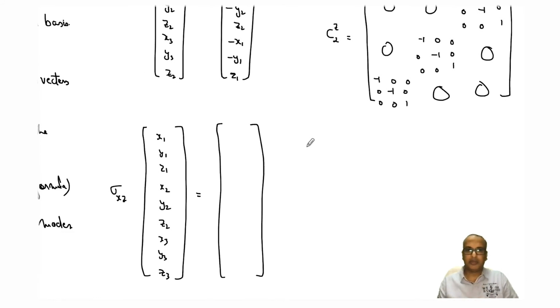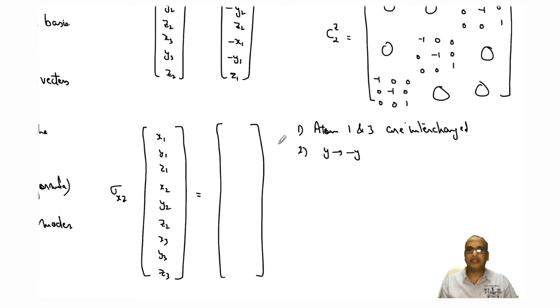So I will write down, effect is atom 1 and 3 are interchanged, and second change is y goes to minus y. X and z will not change its sign. So that means I can write x1 goes to x3, y1 goes to minus y3, z1 goes to z1. x2 remains at its own position, just that the y changes its sign, and x3 goes to x1, minus y1 and z1.